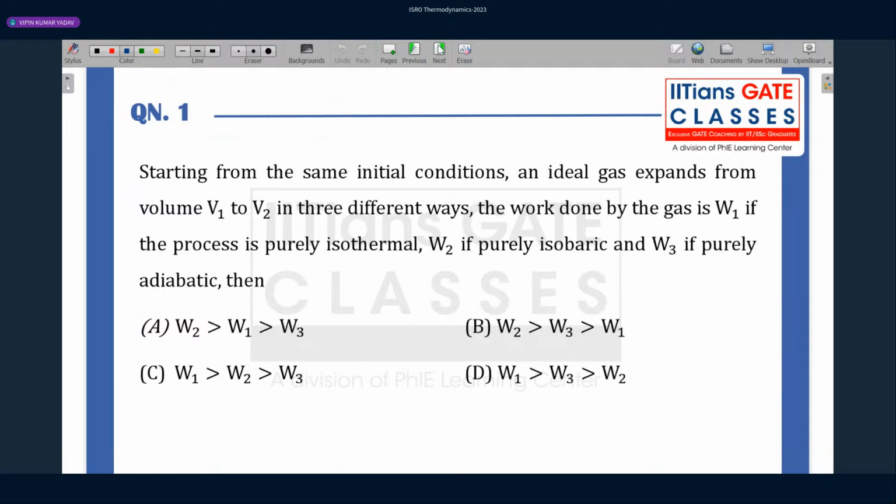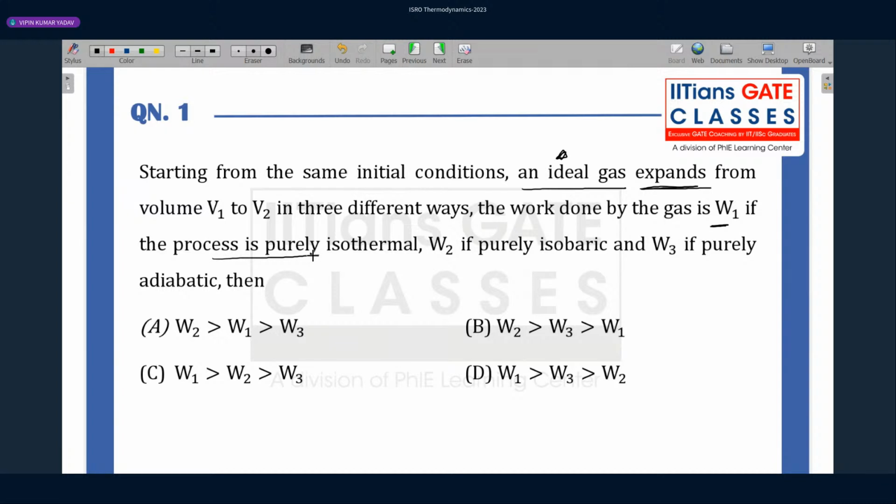So what the question is saying, let us see. It says that starting from the same initial condition, an ideal gas. First of all, this is a very important point that you need to mark, that we are talking about an ideal gas. So an ideal gas expands from volume V1 to V2 in 3 different ways. Okay, so what is the process that is happening here? Expansion is happening here. Now, in the first process, the work done is W1 if the process is purely isothermal.